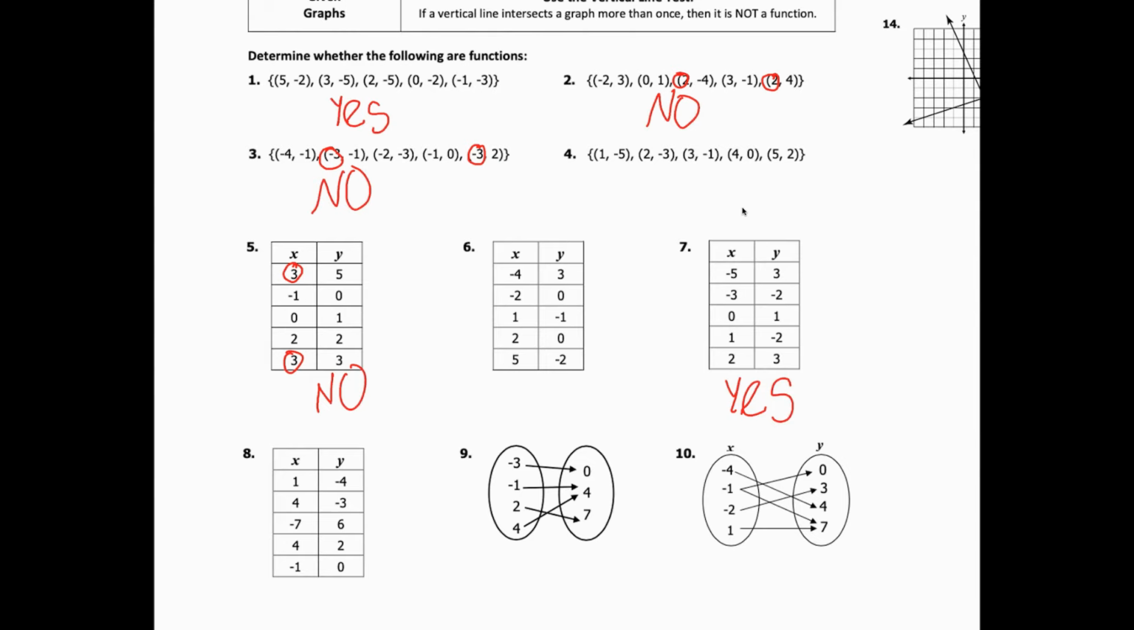Number 9, I'm going to be checking if there's any x values that have a branch coming off of it. This one does not have any of those, so it's a yes. I'll go ahead and do 10 with you just to show you why it would be a no. It's got this branch here, so that indicates -1 is going to 2 different values, so that's a no.